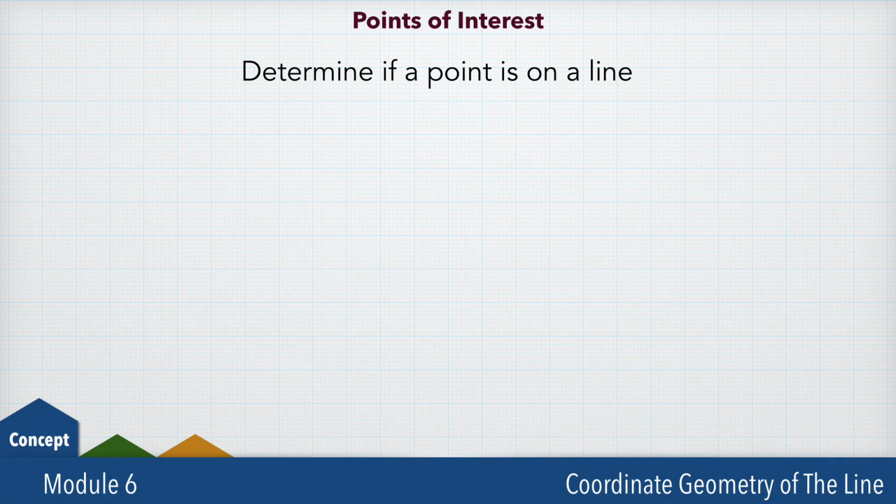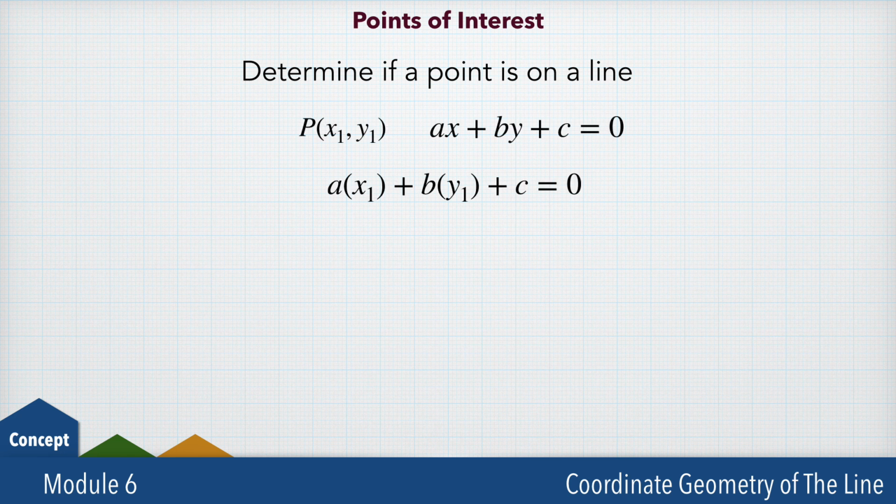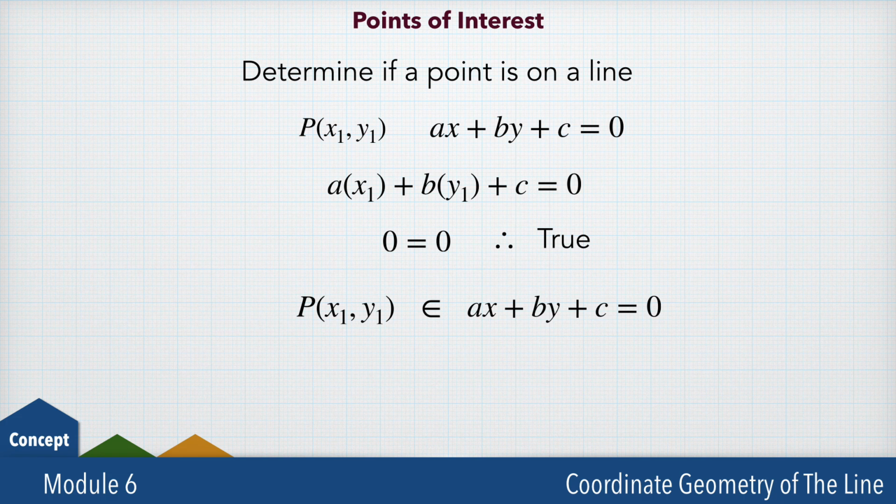To show or prove that a point is on a line, we can substitute the coordinates into the line equation. If the left-hand side is equal to the right-hand side, then the equation remains true. This shows that the point satisfies the equation and is therefore on the line.